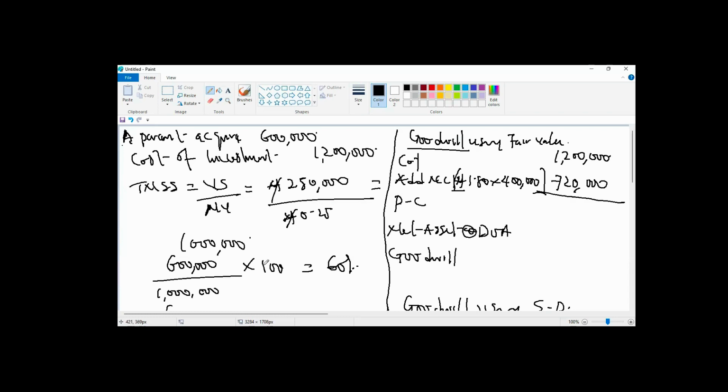We add 720 to 1.2 million. This now gives me the purchase consideration, which is 1920. I will now less the net assets at date of acquisition, given in the question as 1480. So the goodwill will now give us 440. Don't forget, the goodwill derived when NCI is valued at fair value belongs to both the parent and NCI.